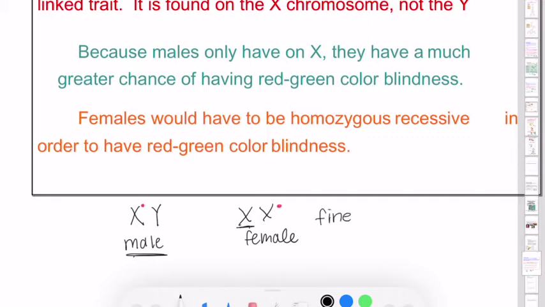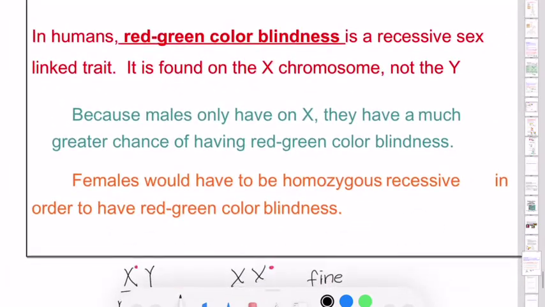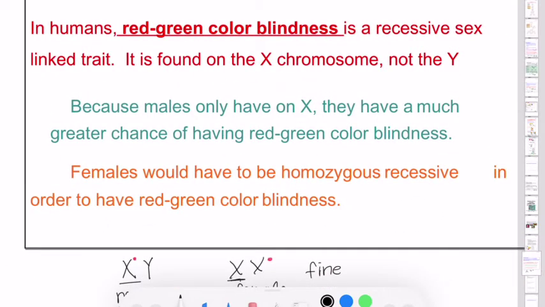They won't have the disorder, but a male only has one X in his sex chromosomes, so this Y isn't going to override anything. So his X, if it carries some sort of trait, it's going to show up in him. And depending on what that is, it could be good or bad. I guess it's never really good. This one, a pretty common one, is red-green color blindness. It's a recessive sex-linked trait, and it's found on the X chromosome, not the Y, because males only have one X.